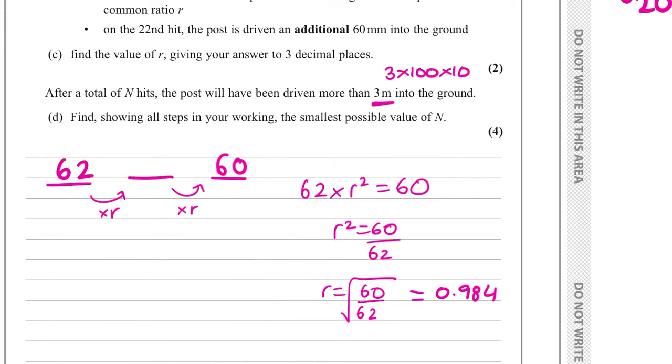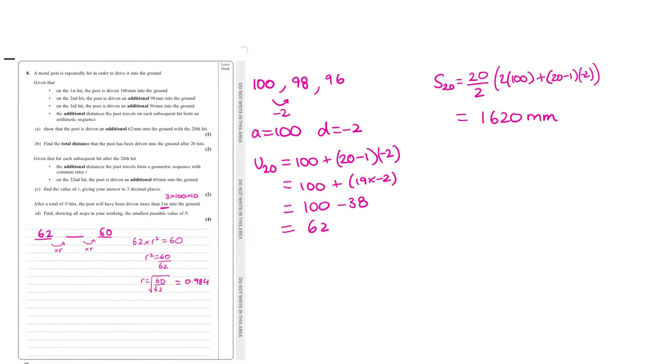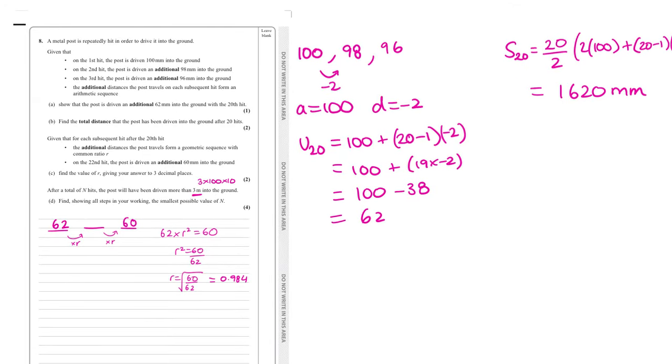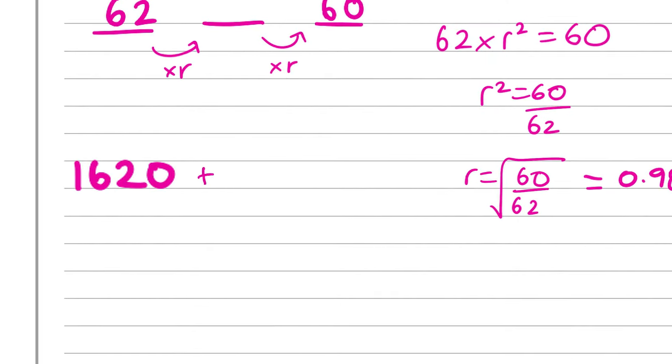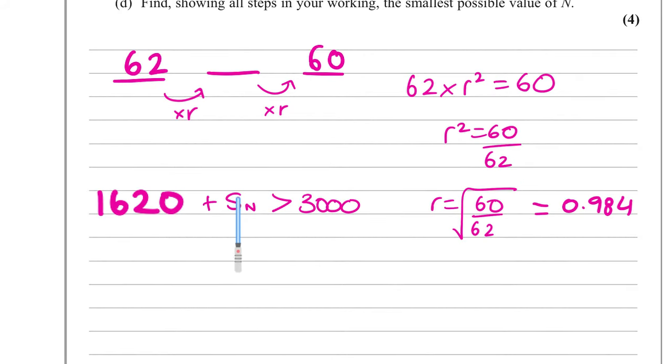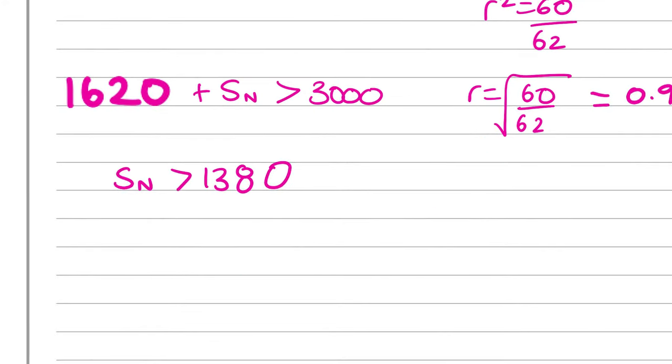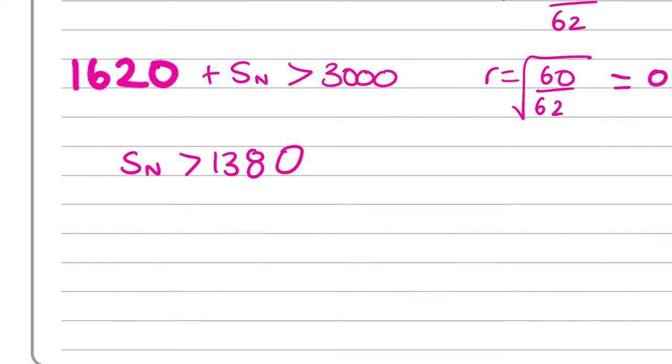So we want to know after n total hits. How much was it already hit after 20? 1,620 plus a certain amount of sum has to be greater than 3,000. Now this sum here is the geometric sum, considering we're starting from 62. We've already been told this. So technically, that means Sn has to be greater than 1,380. So what do we know? What is the geometric formula for Sn?